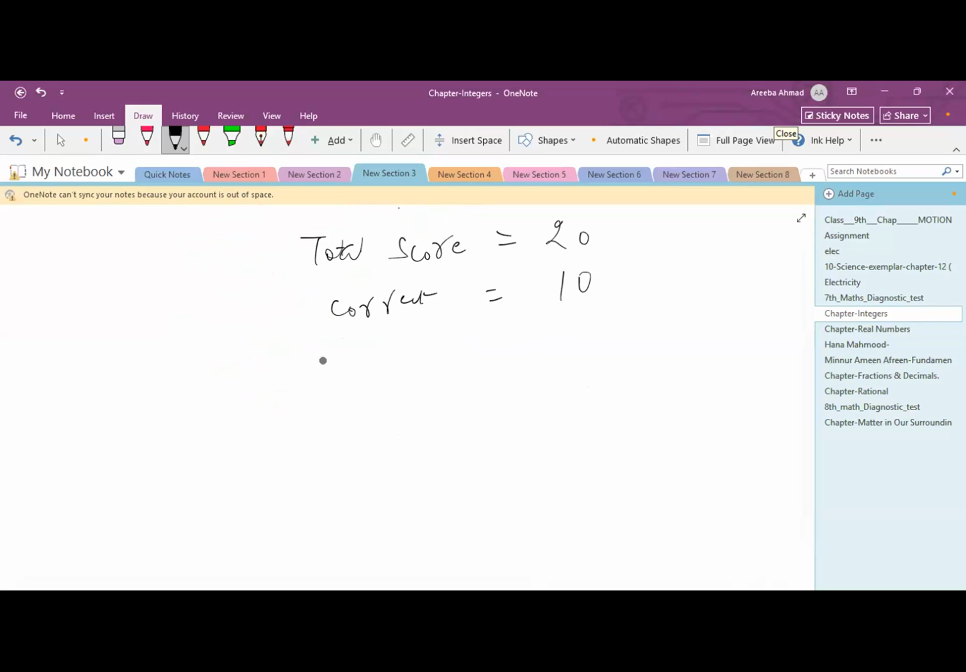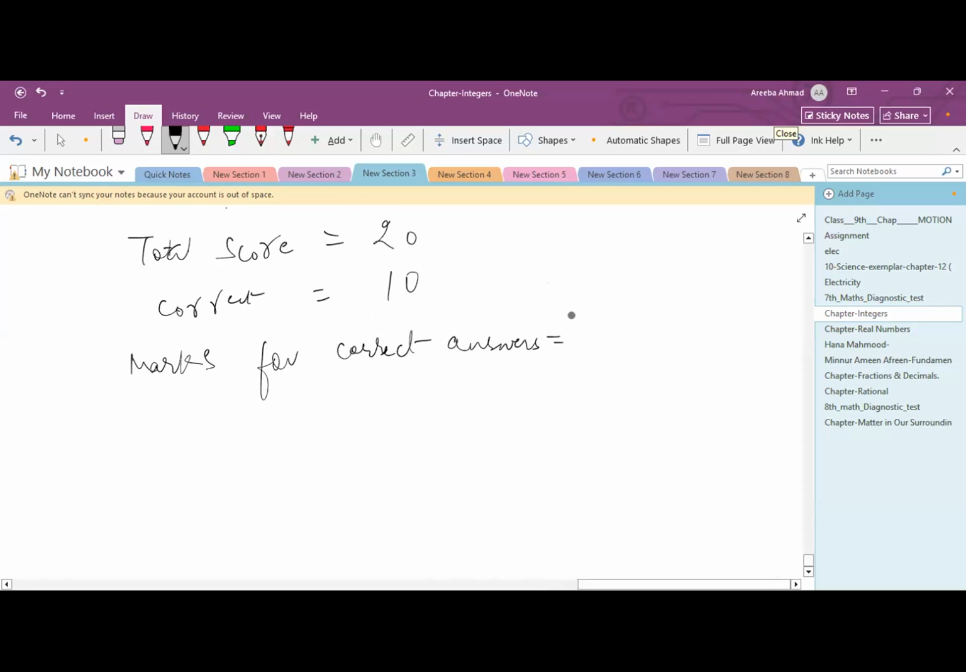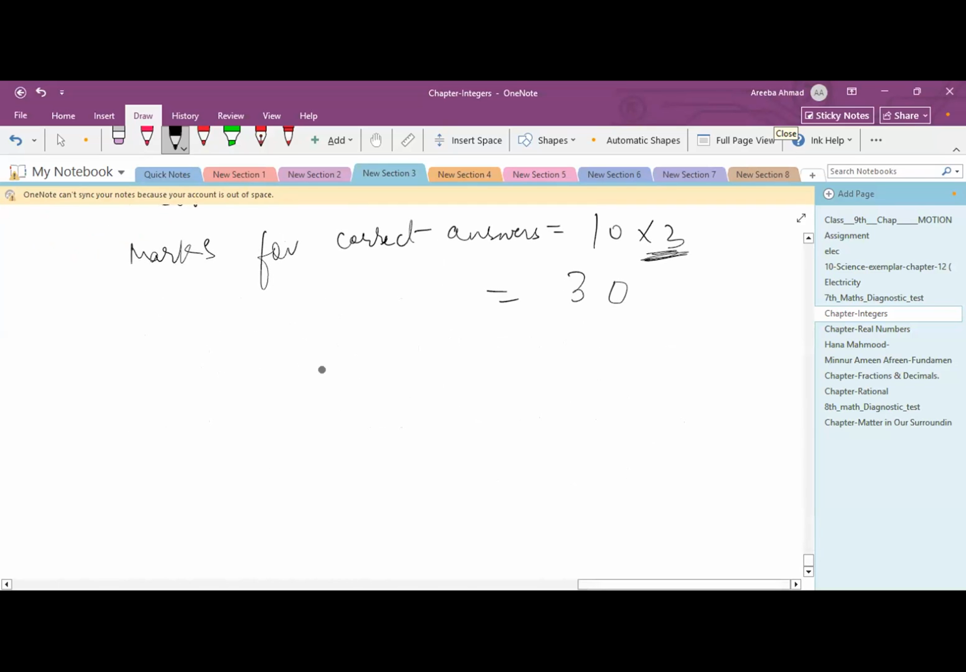So total marks for correct answers will be 10 multiplied by 3, because for each answer 3 marks is awarded. If for each answer 3 marks is awarded, then for 10 answers we multiply in such cases, right? So 30. Now I have got the positive score, but there is a negative marking too. So it means that she must have lost marks for incorrect answers.